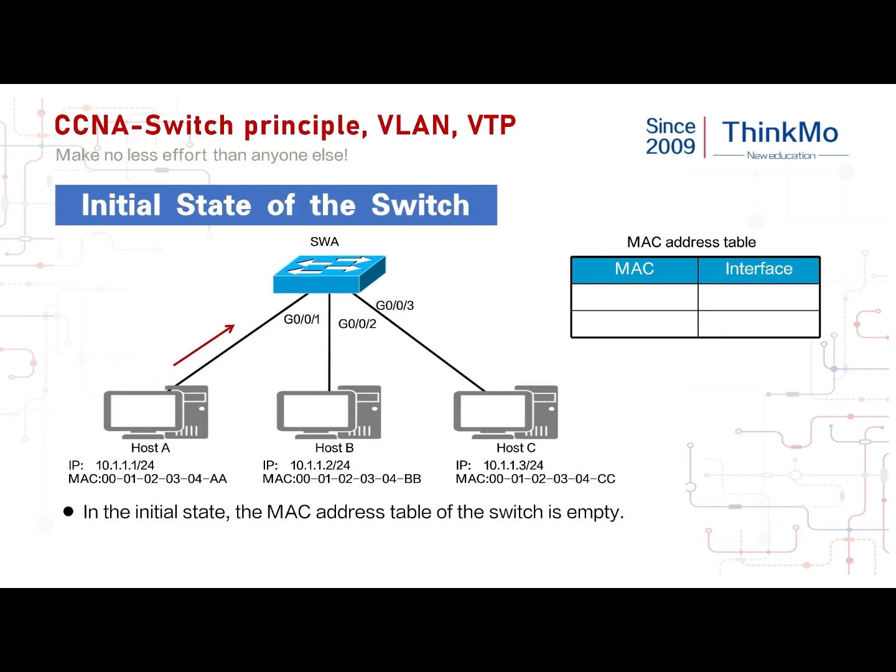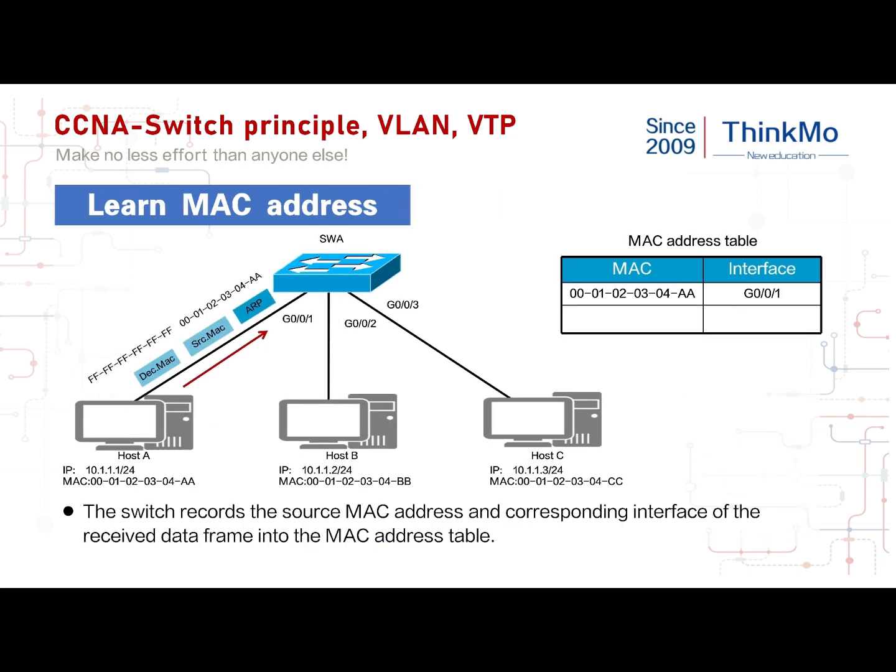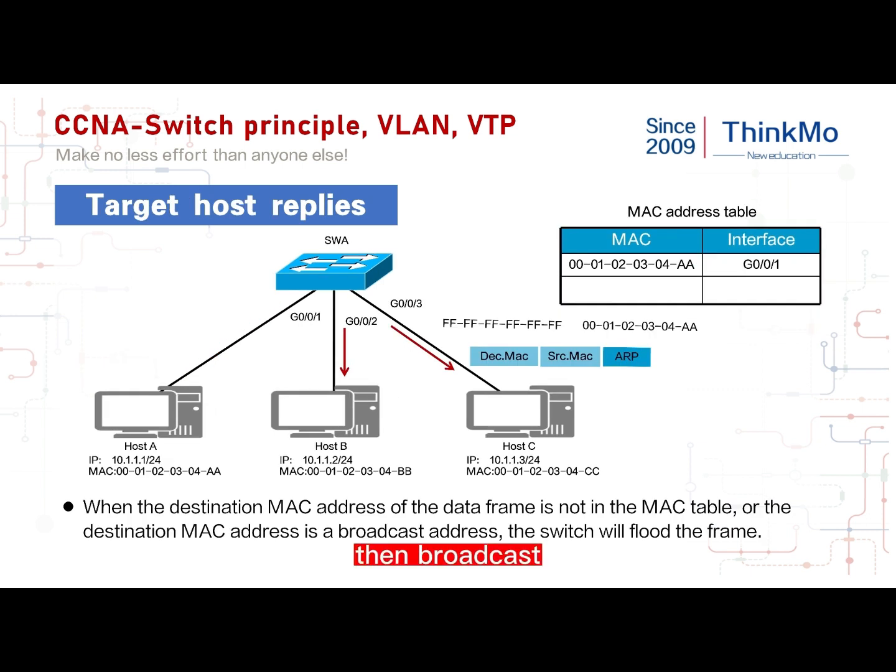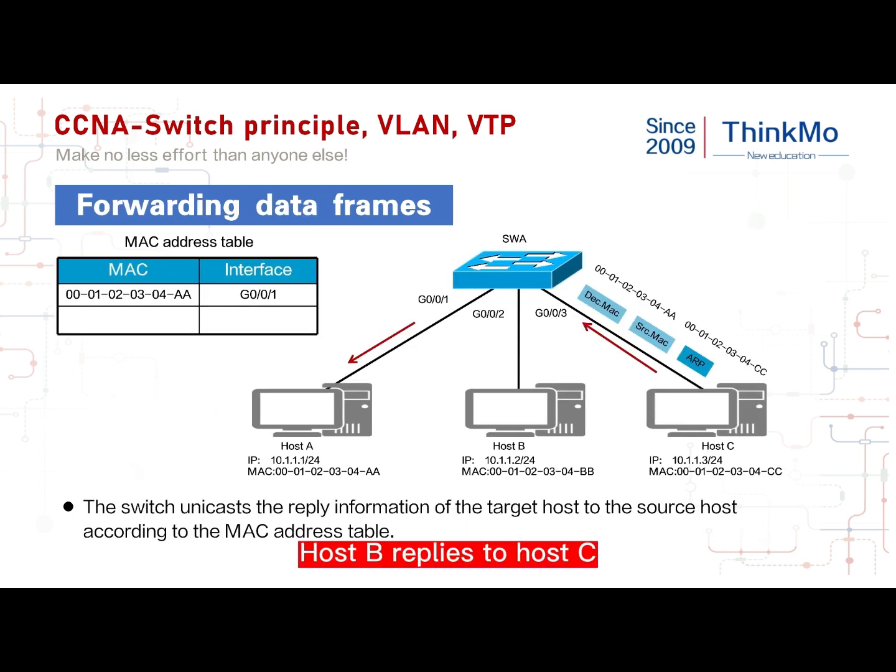Let's take a look. Just started, there is no MAC. A device sends data, and the switch learns its MAC under interface 1. Then it broadcasts; this is an ARP request. Obviously it is sent out. Host B replies to host C, and the switch learns host C under interface 3. This is the MAC address table. It's the same as the picture I drew, it's just painted more professionally.